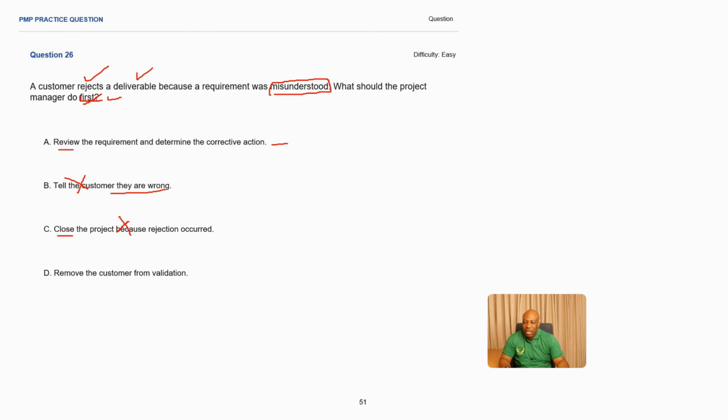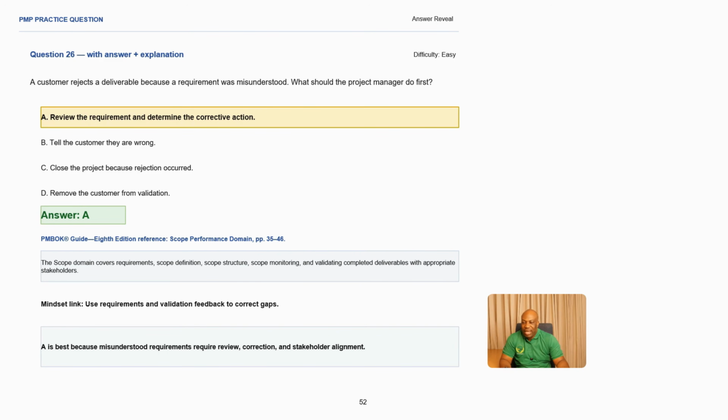Okay. Remove the customer from validation. The customer is the owner of the deliverable, so you cannot remove them from validation. They are the ones who are going to use the acceptance criteria to accept the deliverable, making this an incorrect answer. Thereby, A is the best answer in this particular scenario. You need to review the requirement and also determine the corrective action. This is very important. Before you take any action, you need to understand what the customer is complaining about. Why is the customer rejecting a deliverable?